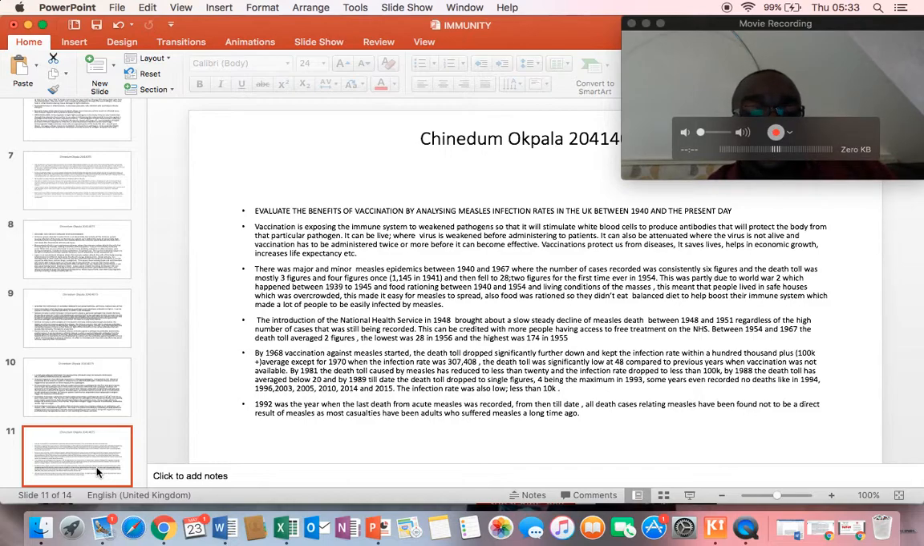By 1968, vaccination against measles started. The death toll dropped significantly further and kept the infection rate within the 100,000-plus average, except for 1970, when the infection rate was 307,408. The death toll was significantly low at 48 compared to previous years when vaccination was not available.